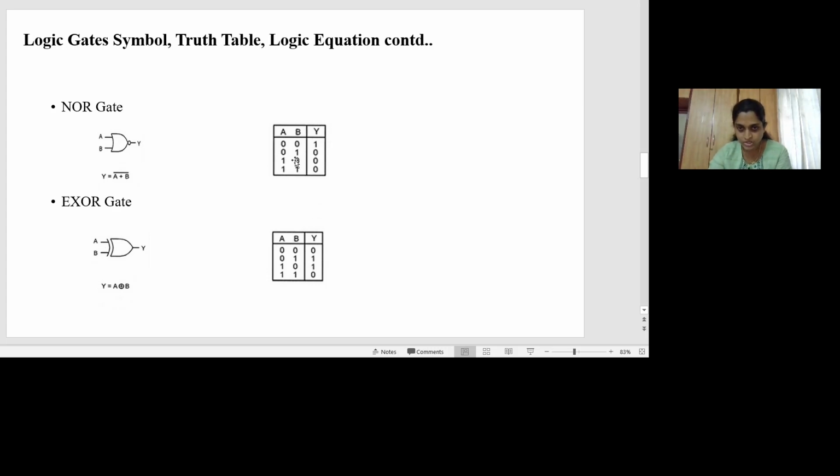Now here you can see when both the inputs are 0, the output is 1. When any of the inputs is 1, the output is 0, and when both the inputs are 1, the output is 0. So this output column you see in the truth table is exactly the complement of the OR gate output.